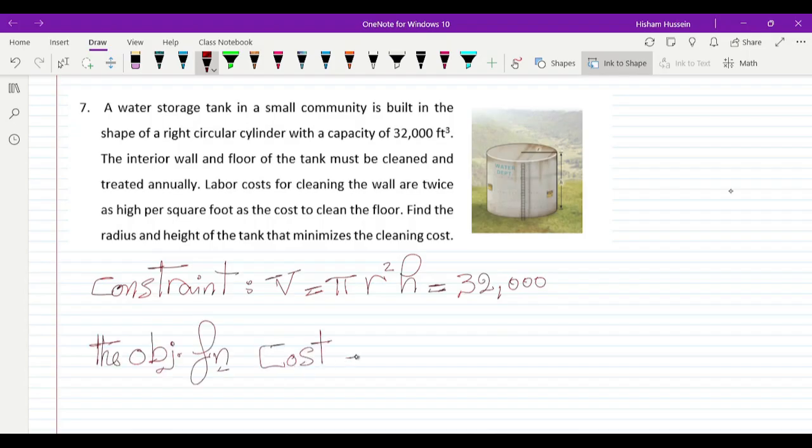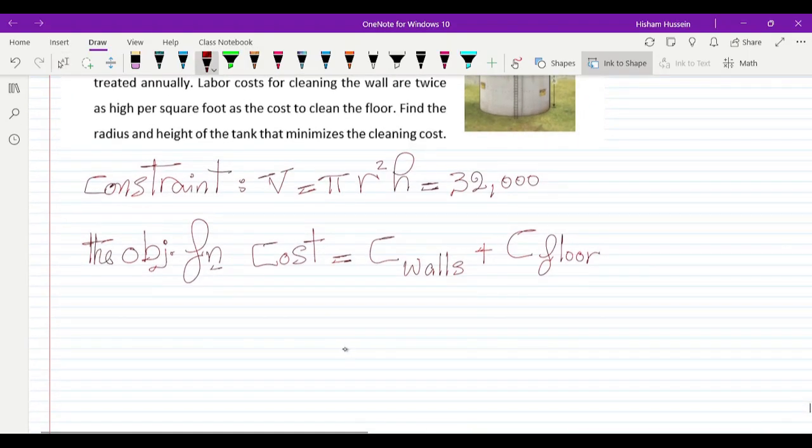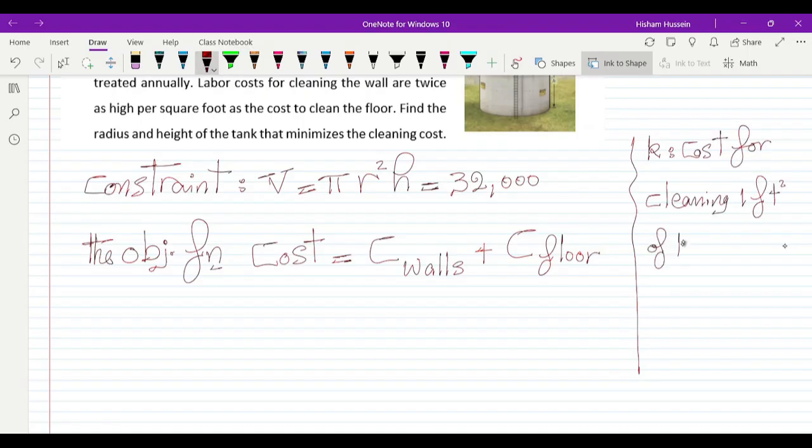This cost equals the cost for cleaning the walls plus the cost for cleaning the floor. Okay, and he mentioned that the cost for cleaning the walls is twice the cost for cleaning the floor. So for the cost of cleaning the walls, let's call it, the area of the walls is pi r squared. So if we assume that K is the cost for cleaning 1 unit area, the cost for cleaning 1 feet square of the floor.